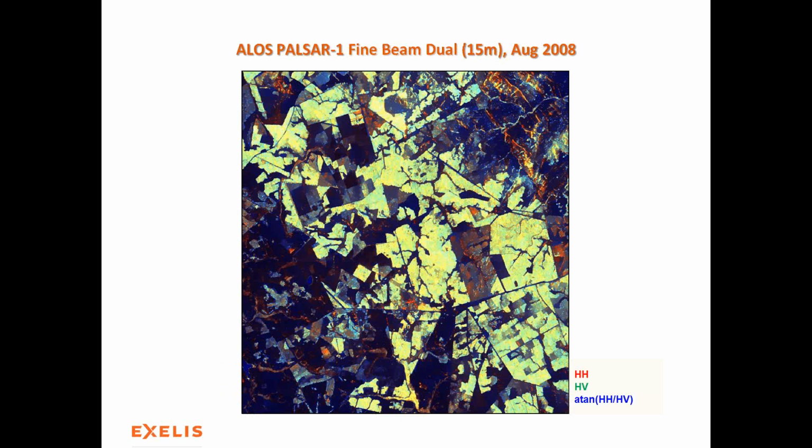And this image represents an RGB composite of an ALOS PALSAR dataset. This is a combination of two polarizations: horizontal-horizontal for the red band, horizontal-vertical for the green band, as well as arctan of horizontal-horizontal over horizontal-vertical for the blue band. You can see the forest is well characterized in this type of color composite.